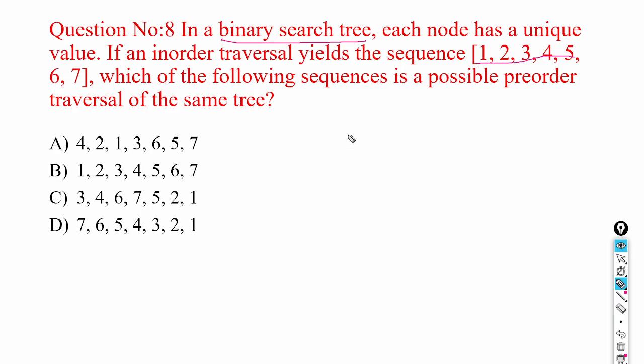Okay, pre-order means there are rules for the tree traversals: pre-order, in-order and post-order. So what is the rule for pre-order? First we need to visit the root element, then we need to visit the left, then we need to visit the right.